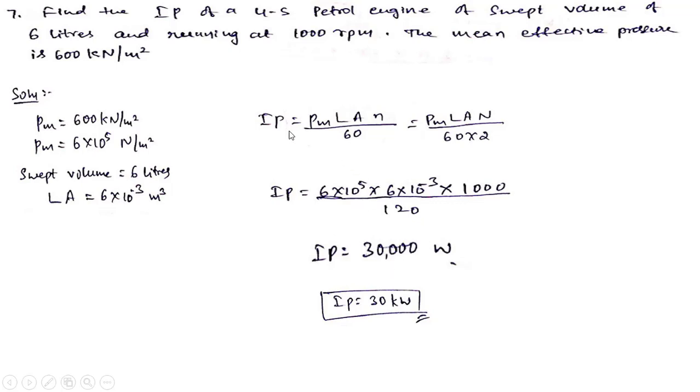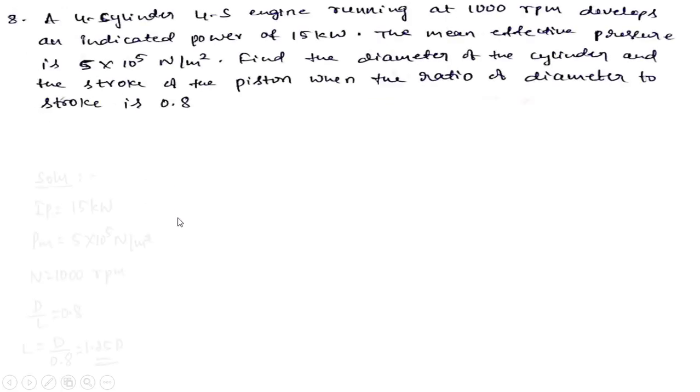So it's a typical problem where stroke length and diameter of the cylinder are not given, whereas instead they have given the swept volume in terms of liter. Again, swept volume is L into A, stroke length and the cross section area of the cylinder, and one more conversion is liter to meter cube. Please be careful. 6 liter is equal to 6 into 10 power minus 3 meter cube. And next we will move to the next problem.